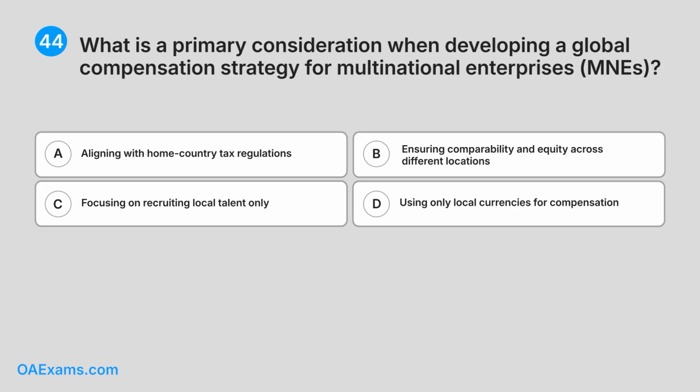44. What is a primary consideration when developing a global compensation strategy for multinational enterprises, MNEs? A. Aligning with home country tax regulations. B. Ensuring comparability and equity across different locations. C. Focusing on recruiting local talent only. D. Using only local currencies for compensation. Can you guess the answer?